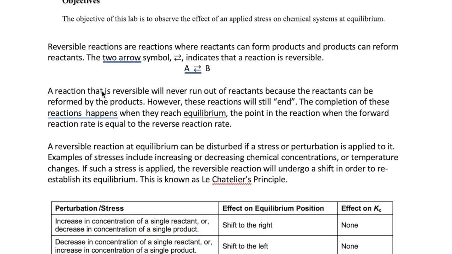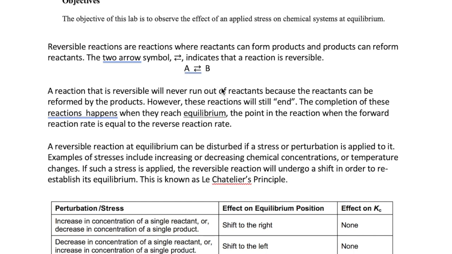Now, the problem with a reversible reaction is you might think that it will never really end because you never really run out of reactants. For an irreversible reaction, it's pretty easy to see that the reaction will be over when one of your reactants is out, right? Your limiting reactant in that case. But for a reversible reaction, how do we know that it's over or it's complete?